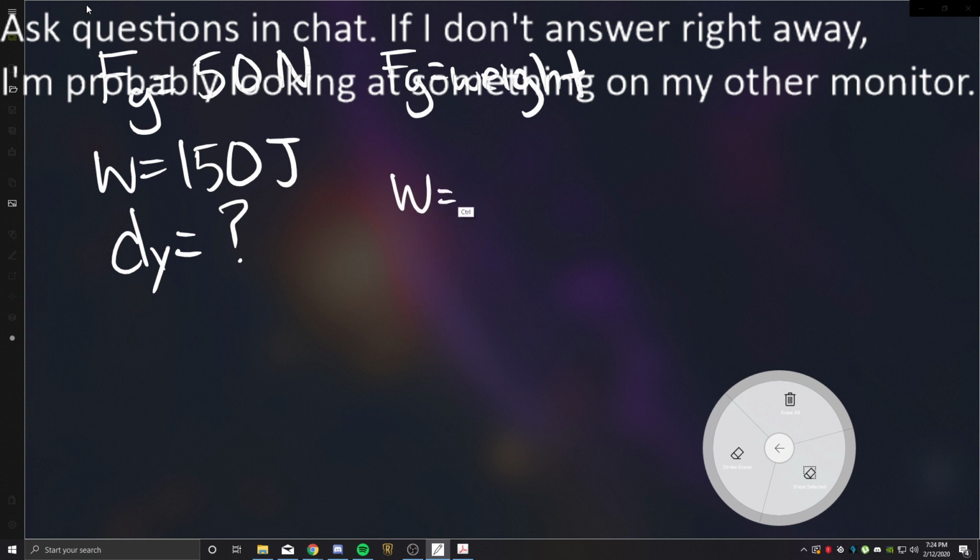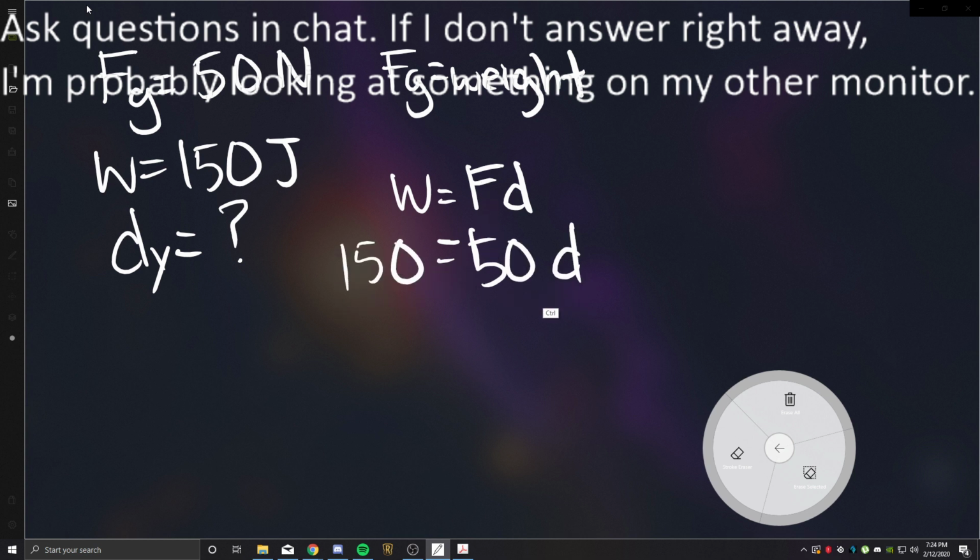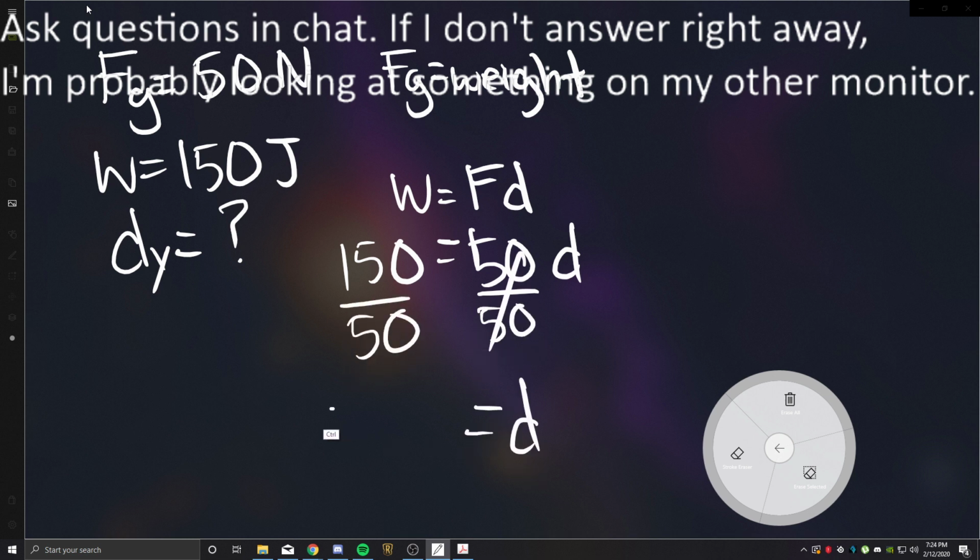And so we know that work is force times distance. So it's going to be 50 over there. I substitute F with 50, and work is 150. So divide this, and I get 3 meters. All right.